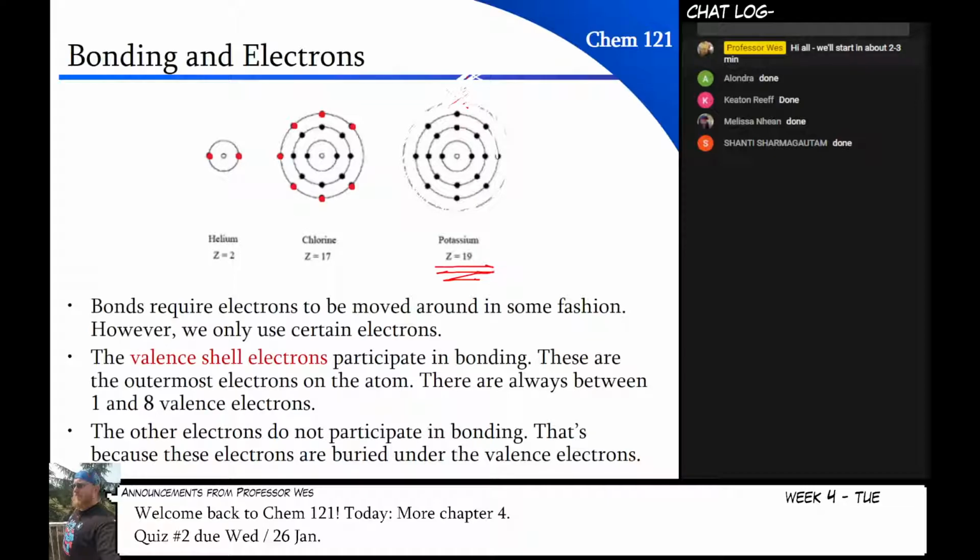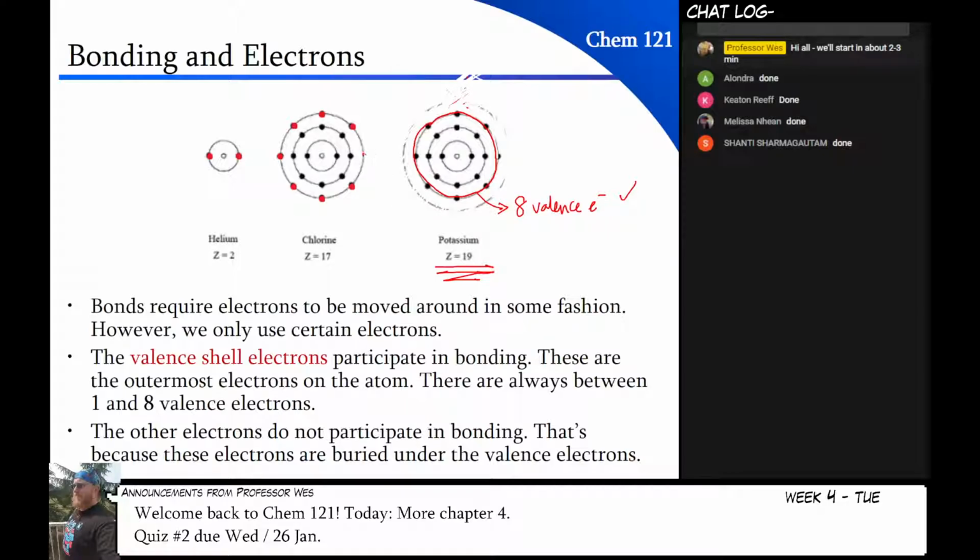If there's no electron there, the entire ring doesn't exist anymore, right? The new valence shell would be the next ring down. So now, this is the valence shell. And how many electrons are in that? Well, there's 8.